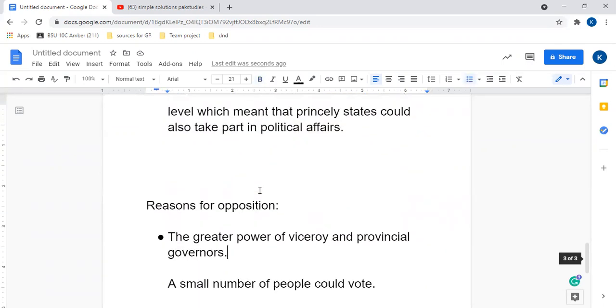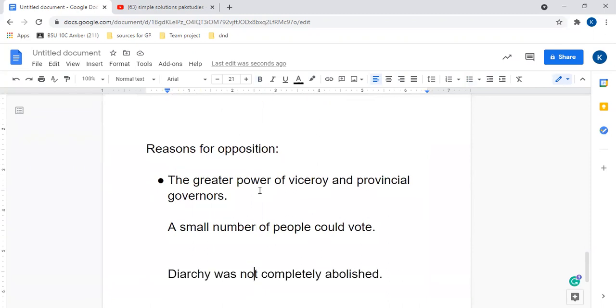And lastly, the reasons for opposition were that the viceroy and provincial governors still had greater power. They could veto or dissolve any bills, and the provincial governors could actually dissolve the entire assembly. And so they had more power over the ministers, and they were appointed by the British.